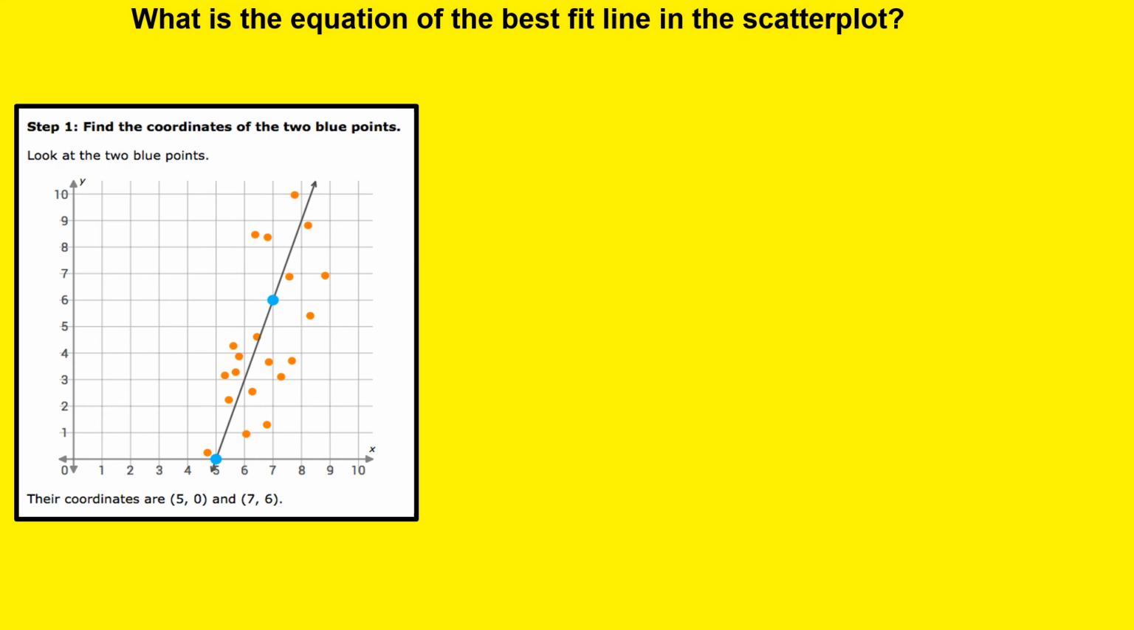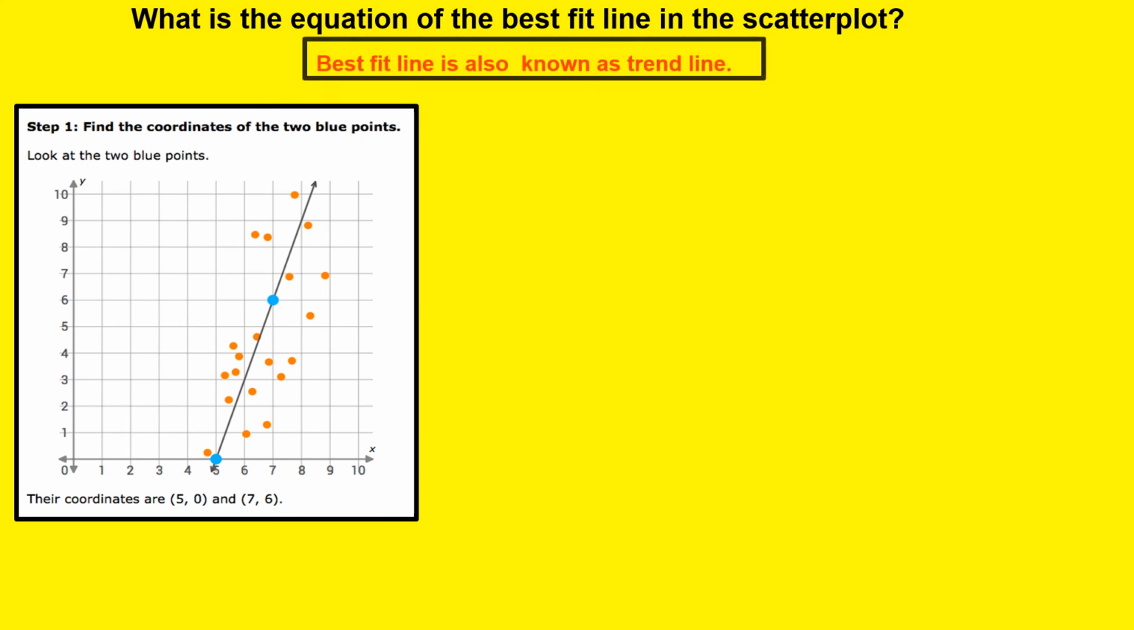What is the equation of the best fit line in this scatter plot? Remember that best fit line is also known as trend line. What we do is pick any 2 points on the line, but they have to be integers where the x and the y lines meet. So in this problem, the points were picked for you. The points picked were (5, 0) and (7, 6).